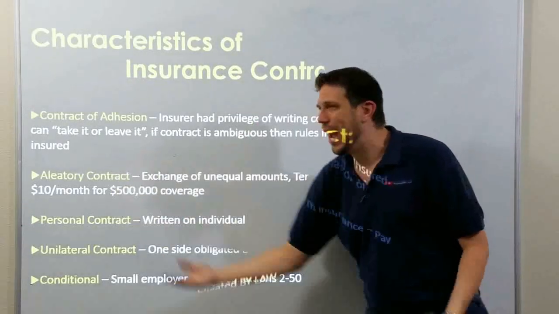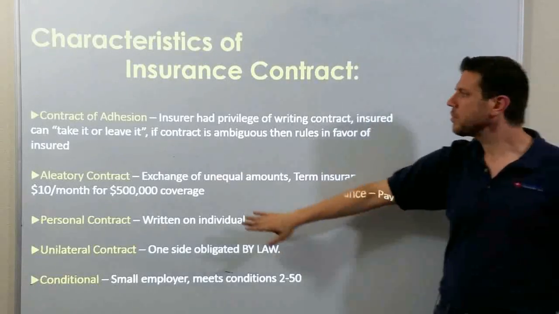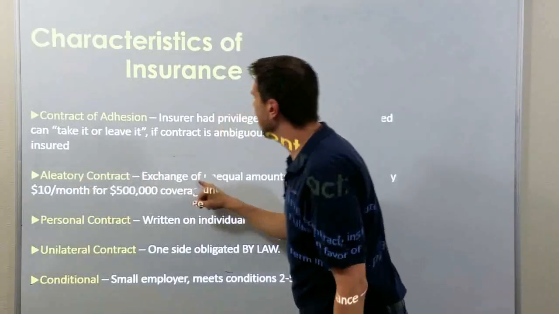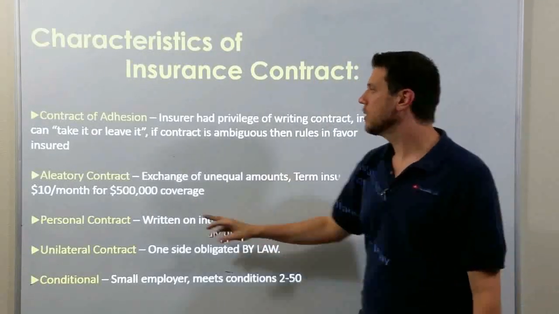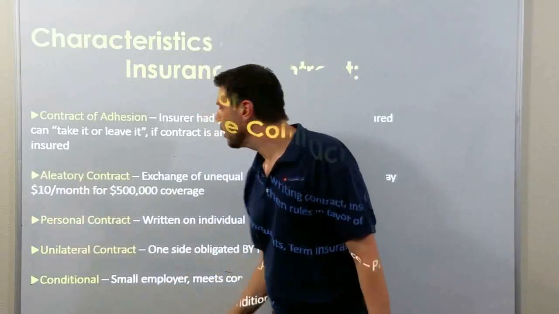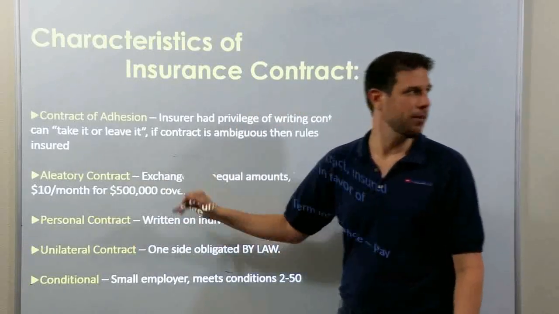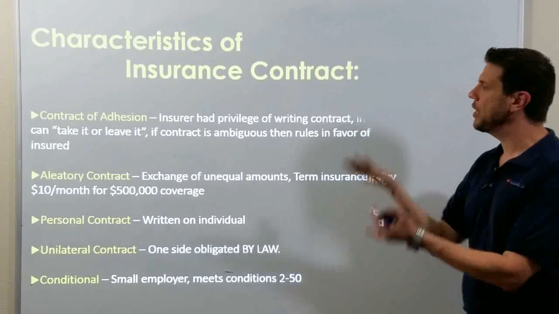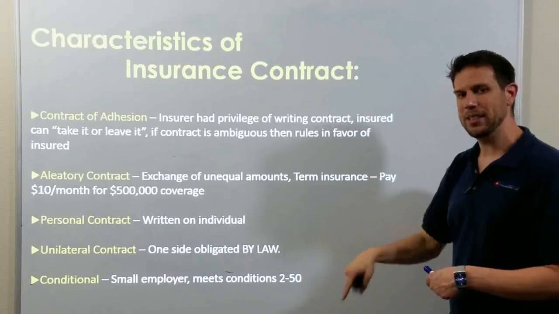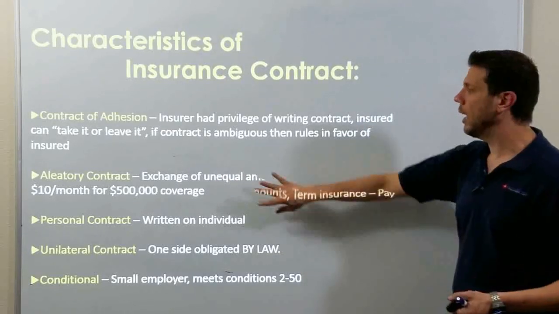Insurance contracts are also aleatory in nature. Aleatory is the exchange of unequal amounts. So like if you have life insurance and you pay $10 a month, but you get $500,000 in coverage, that is aleatory. Aleatory is the exchange of unequal amounts. That's where the customer pays a little bit, but they're covered for a lot.